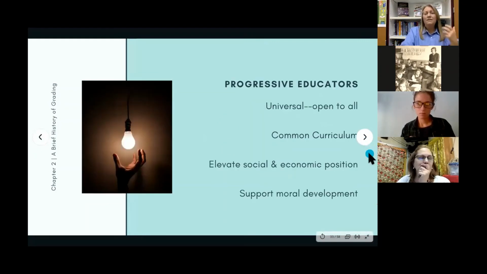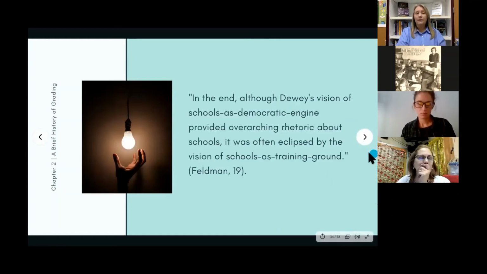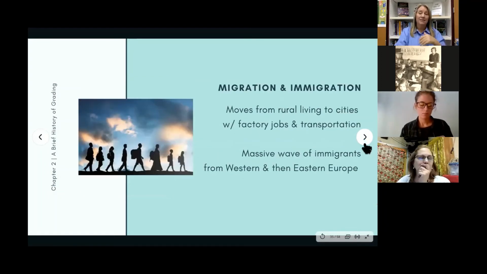And then there were progressive educators like John Dewey and others who believed that education should be universal. It should be open to all. We should have a common curriculum. We should elevate the social and economic position of our students and support moral development. Feldman says, in the end, although Dewey's vision of schools as democratic engine provided overarching rhetoric about schools, it was often eclipsed by the vision of schools as training ground. So great ideas, but other things took precedence.